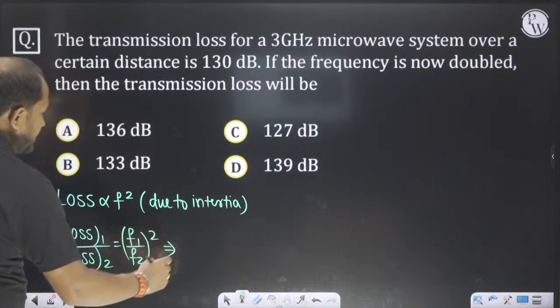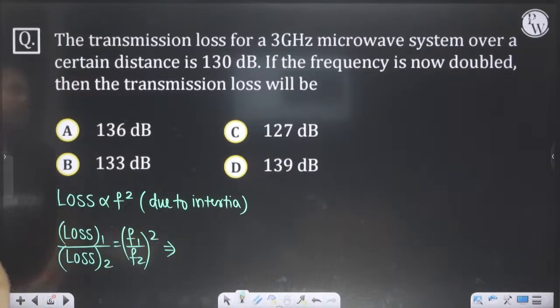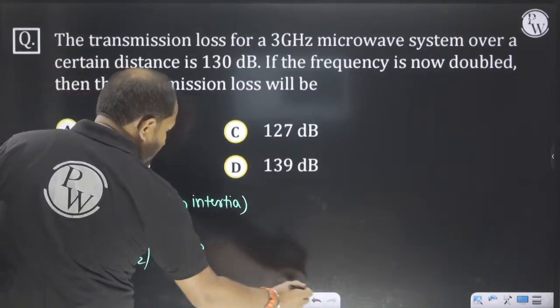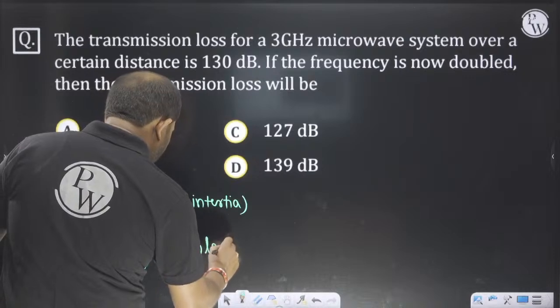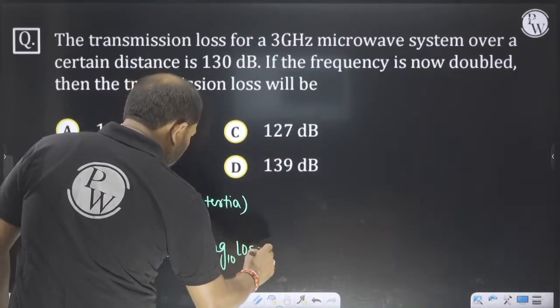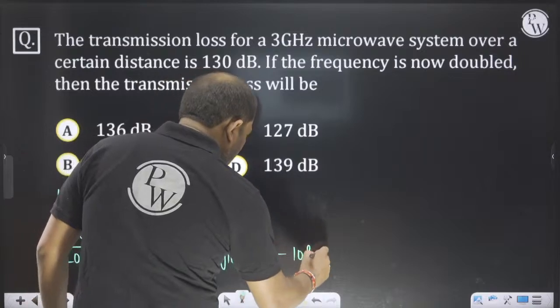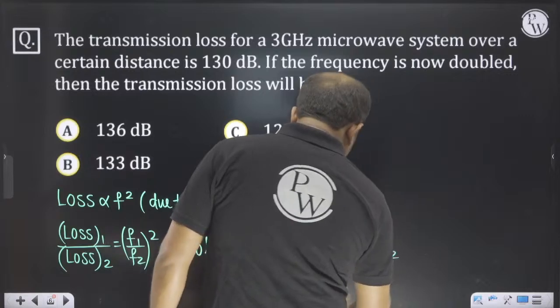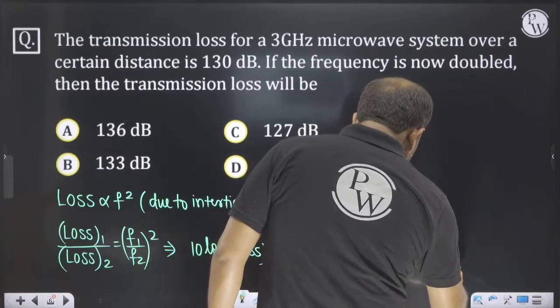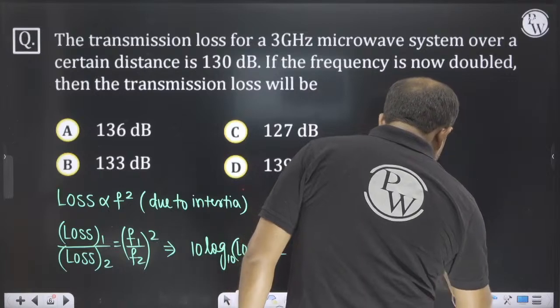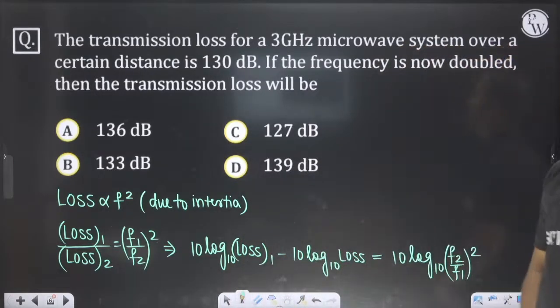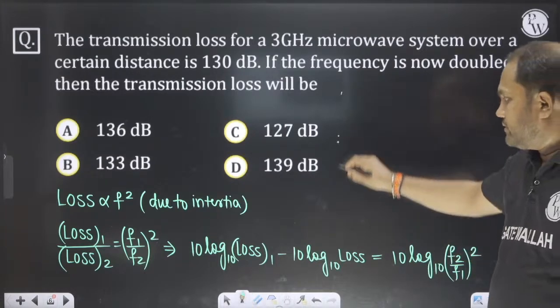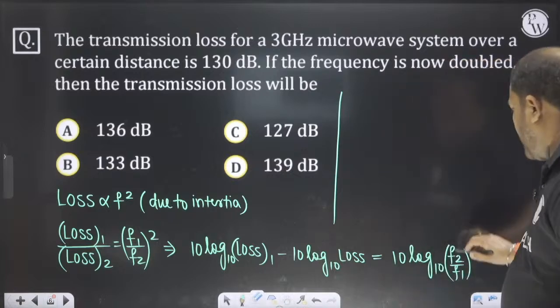Yes sir. And the loss is given in terms of power. If nothing else is given, I will take it as power. So in case of power, in dB it will be 10 log10 of loss 1 and 10 log10 of loss 2, that is 20 log10 of F2 upon F1, or 10 log10 of F2 upon F1 whole square. Okay sir. So this is the formula for loss. So loss 1 is 130 dB.